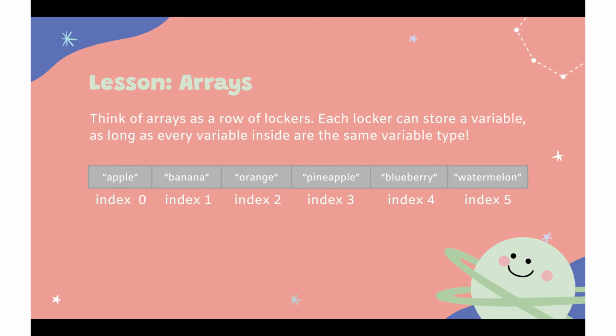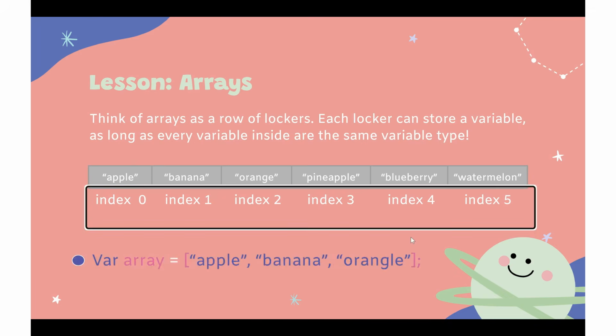Think of arrays like a row of lockers. Each locker can store a variable as long as every variable is the same type. So in this case, we have an array of strings. And as we can see, I set it up like a locker. So in the first locker, there's apple, then banana, orange, pineapple, blueberry, and watermelon. We use indexes in arrays to distinguish the different parts of the array. So the first part is called index 0. We start with 0. Then the second part is index 1, and so on.